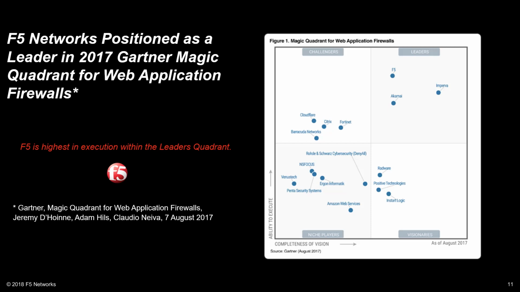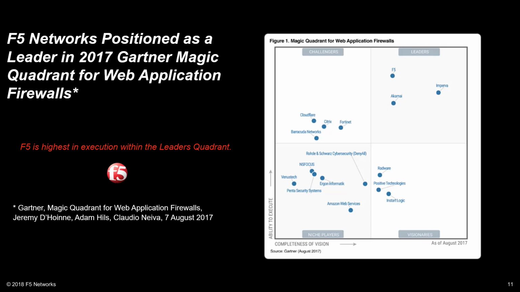If we look at the Gartner's Magic Quadrant for web application firewalls, you will see that F5 is a clear leader and is highest in execution in this leaders quadrant when it comes to web application firewalls. So we did not do a bad thing with Application Security Manager. But still, we need to do more, because we cannot rest, we cannot sit still.